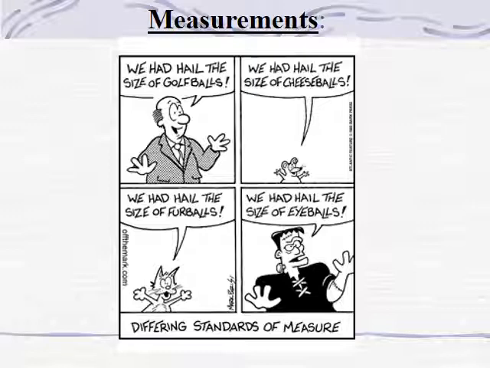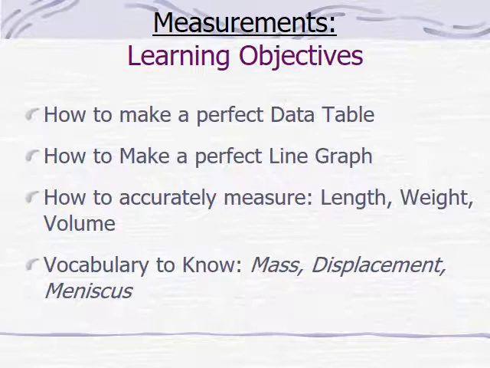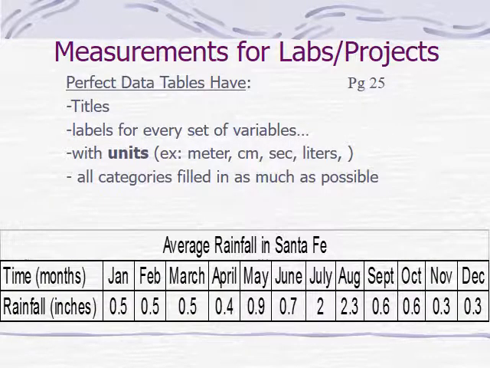Otherwise, you get different standards of units like you see in this little cartoon here, and it doesn't make for very easy understanding of what's actually happening. So we're going to be talking about how to make the perfect data table. That is a data table that will be graded and receive 100% of all the different things that have to be included. Same thing with the line graph, because those tend to be the most common types of graphs you'll have to make for a science class. Everything that you need to have a perfect line graph. And then talking about how to measure units like length, weight, volume appropriately, and hitting on terms like mass, displacement, and meniscus.